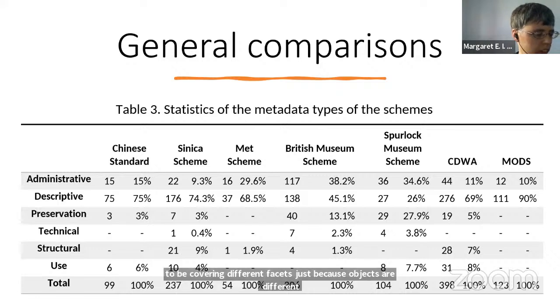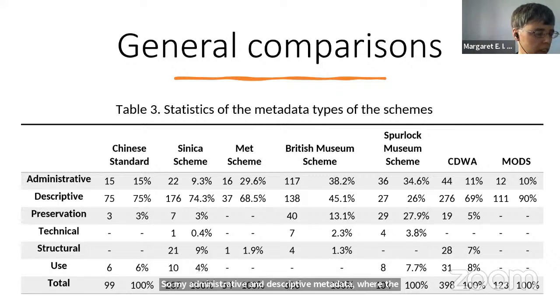So administrative and descriptive metadata were the most common items being described, which also makes sense, of course. In a museum, your goal is to describe the item as well as possible and to provide some administrative information such as provenance and things like that. Preservation is also an important aspect of dealing with any work of art or any object which is older and requires specific preservation information. So as you can see, the majority of the schemes do provide preservation information about the rubbings.